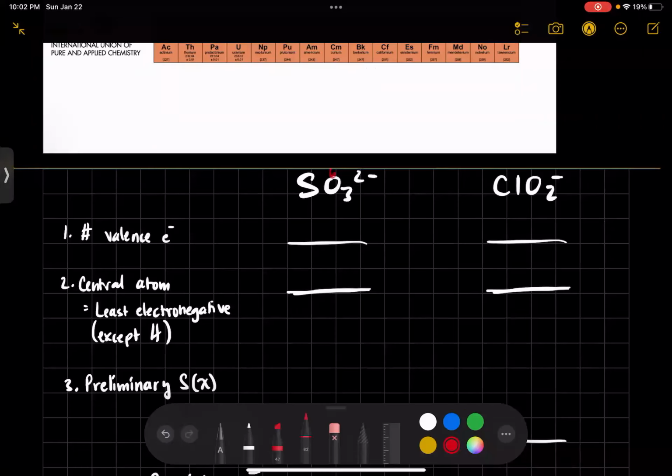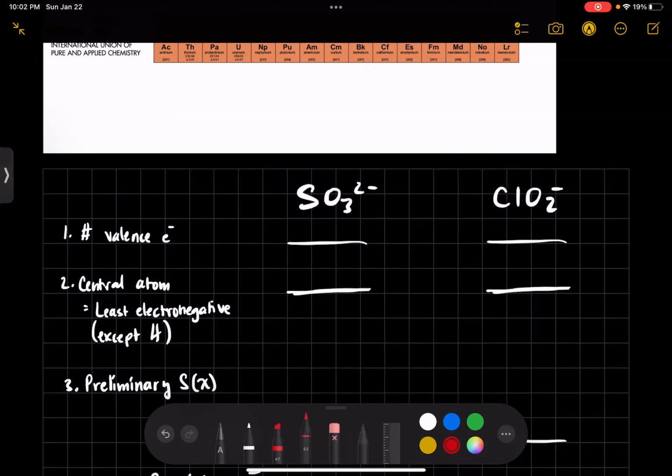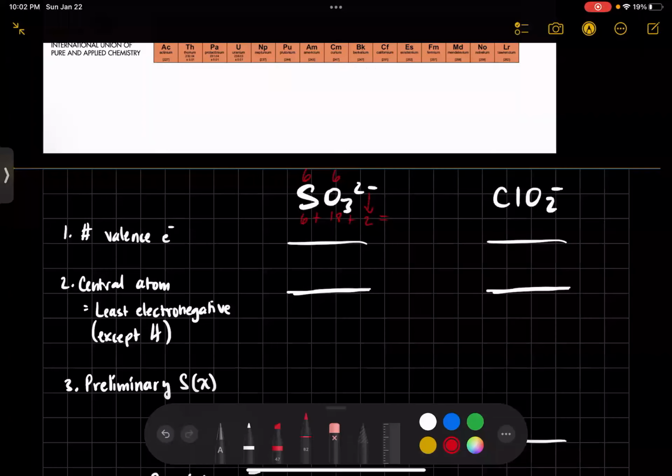So I have 6 up here for oxygen, 6 up here for sulfur. I have 3 oxygens, so that means I have a total of 18 valence electrons attributable to oxygens, and then I just have 1 sulfur, so I have 6 here. And then remember, I have the 2 minus, so that means I have 2 extra electrons, and if I add these together, I have a total of 6 plus 18, which is 24, plus 2, 26 valence electrons total.